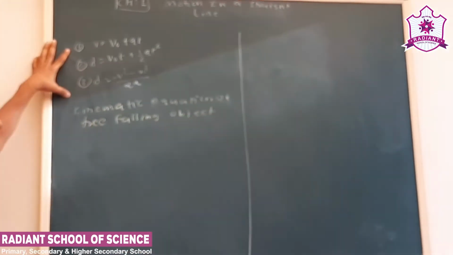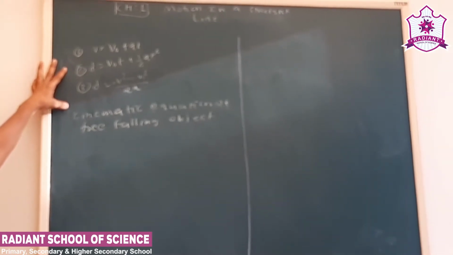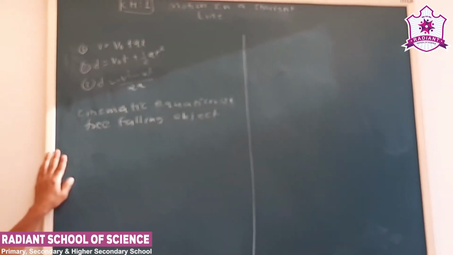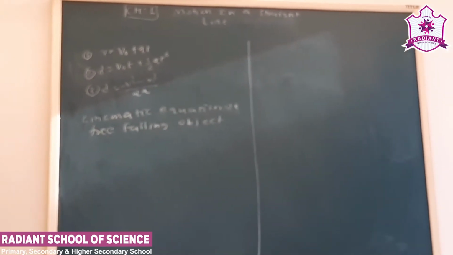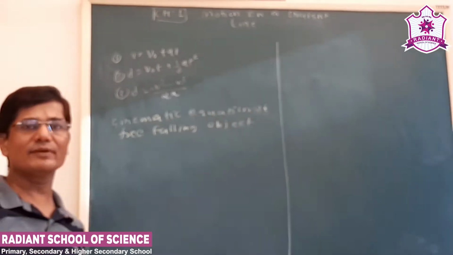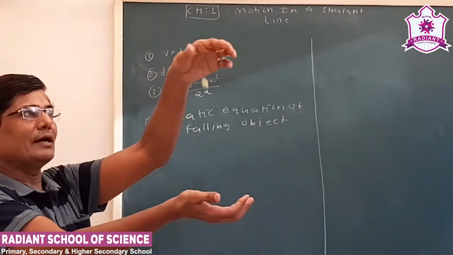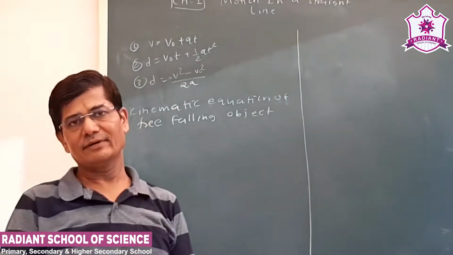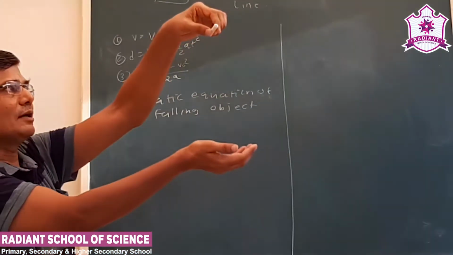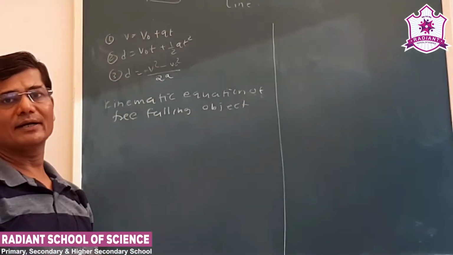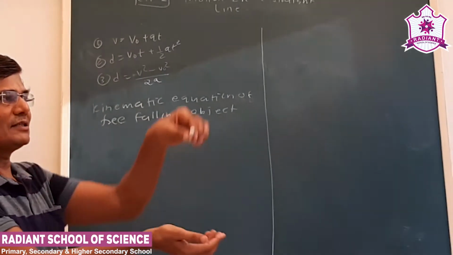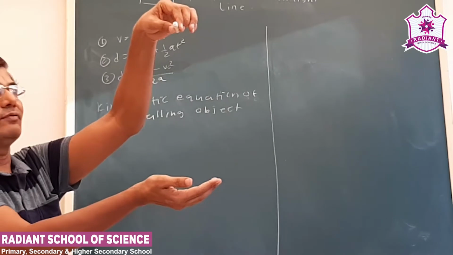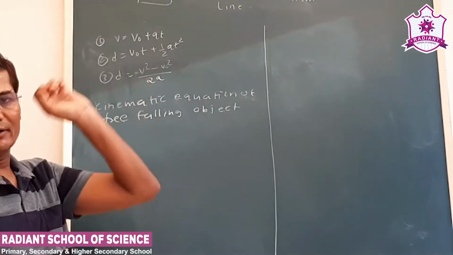By using the above three equations, we have another set of three equations which will be very much useful to us in solving a number of problems. Now see, this is a free falling object. Let us say I allow an object to fall freely. The object is coming down because of the gravitational force. We are not applying any force. It comes down due to gravitational force.